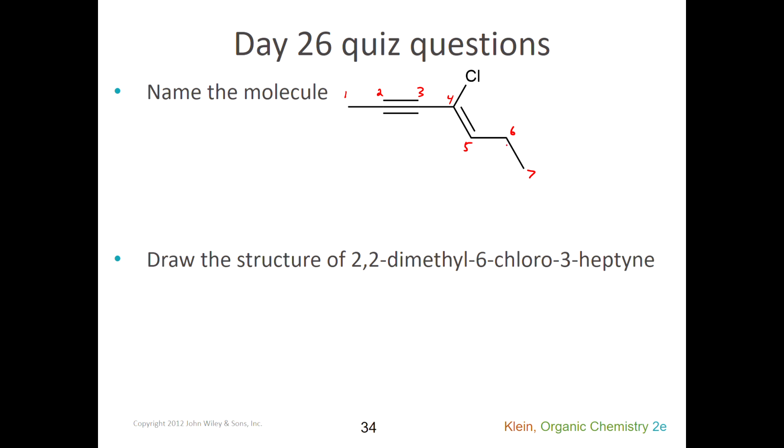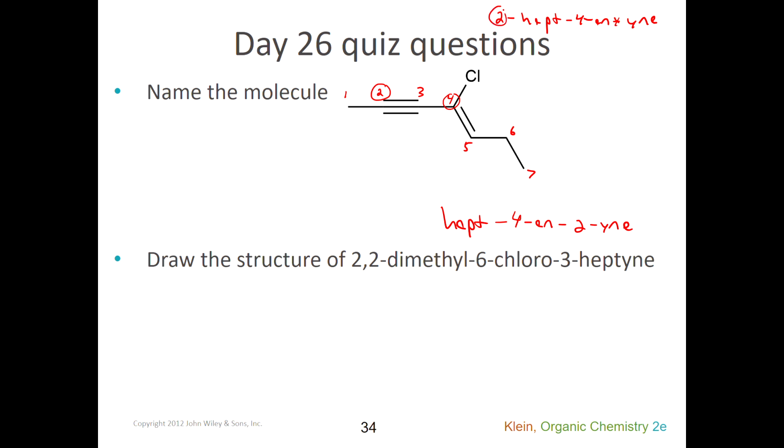So the parent chain has 7 carbons, so it'd be hept. I've got an alkene on carbon 4 and an alkyne on carbon 2. So one way I can handle that would be to say 4-ene, 2-yne. Alternatively, I could write 2-hept-4-ene-yne. And in that case, I actually wouldn't need that hyphen.